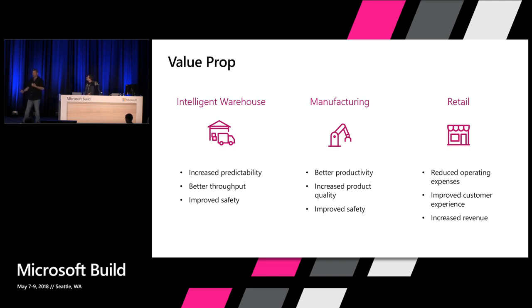And so these might be useful to think of as a filter, again, for what capabilities you put into your apps and your solutions using spatial analytics. And so, again, these pain points, if you're looking at intelligent warehouses, can we do increased predictability? Can we have better throughput for these places? Improved safety is good for any industrial. For retail, can we reduce operating expenses or improve the customer experience? And how do we increase their revenue? These are all things customers will pay for.